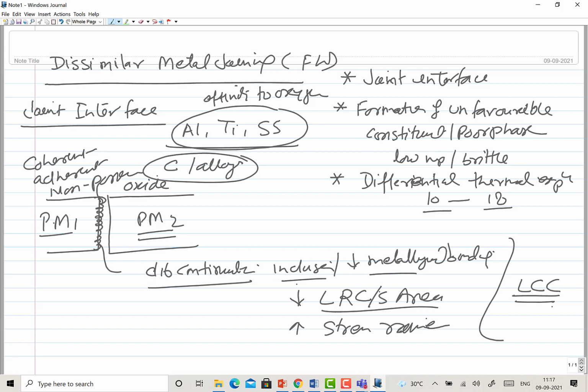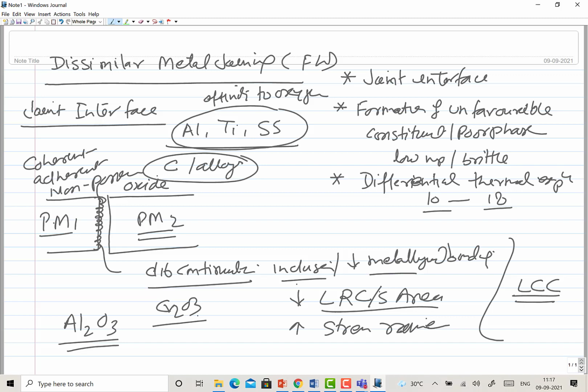So this is one aspect where the oxides and impurities formed on one of the metals remain there at the weld interface. In aluminium, this leads to the formation of hard and brittle alumina, and Cr2O3 in the case of stainless steel.